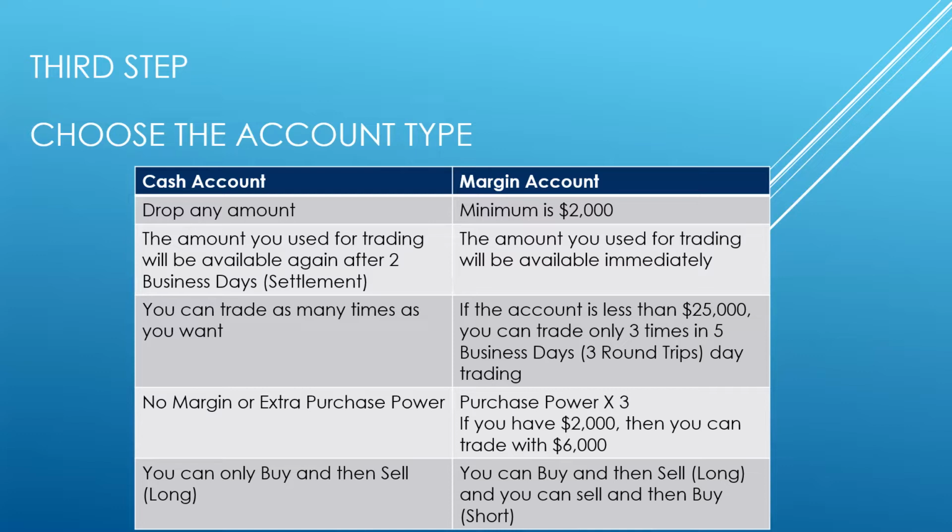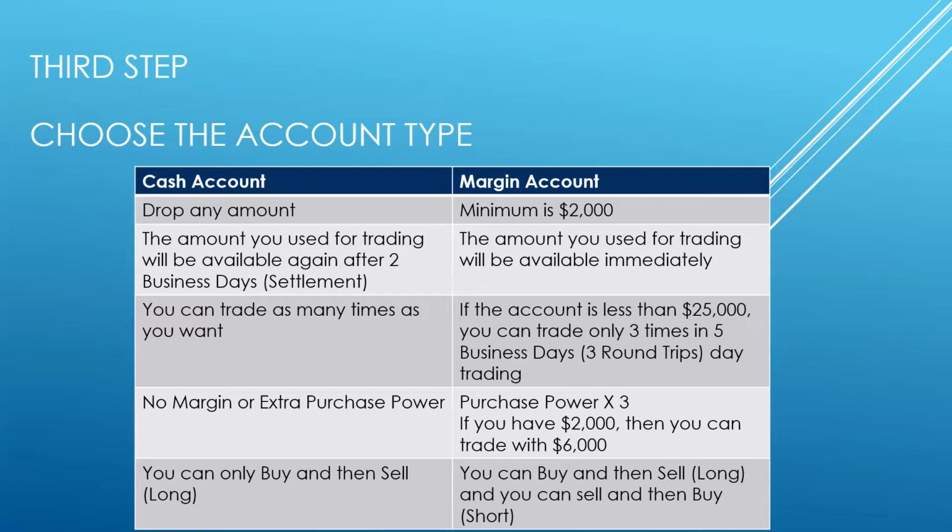Now, the next one is with the cash account, no margin or extra purchase power, while in the margin account, you have a purchase power 3 times most of the time, which means if you have $2,000 in your account, the broker will give you extra money in order to trade. So you will find in your account $6,000. If you have $10,000, you will find $30,000. There is a specific equation for every single broker, so it's different from one broker to another.